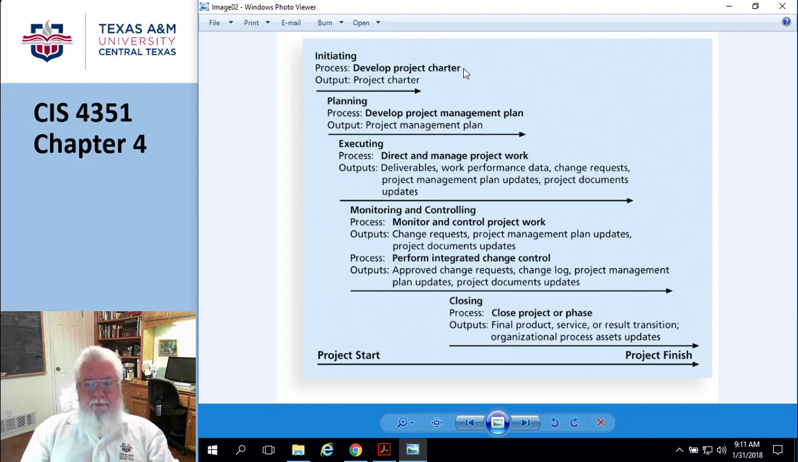Monitoring and controlling has 2 sections in there. One for monitoring and controlling the project work. In other words, I said it was going to be done by Tuesday. Has it been done by Tuesday? Simple stuff. But it also has performing the integration change control.